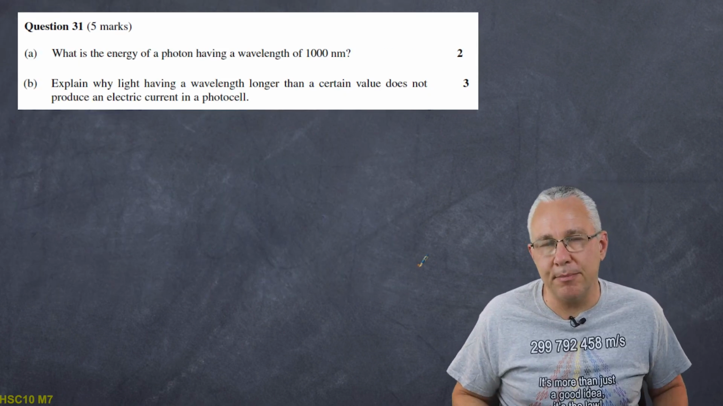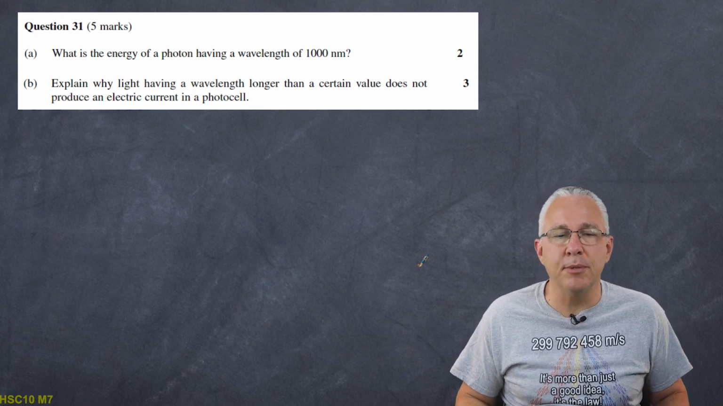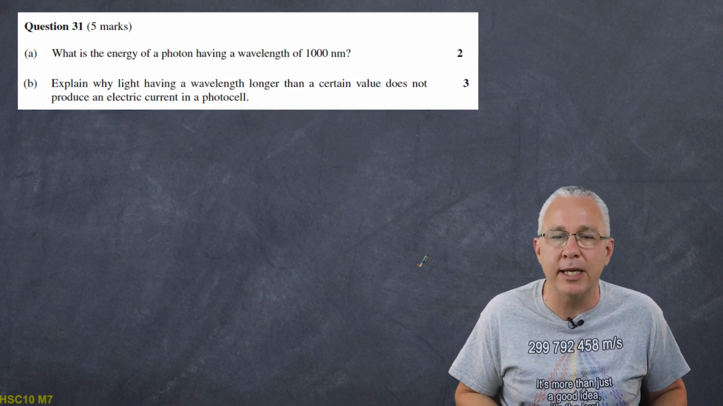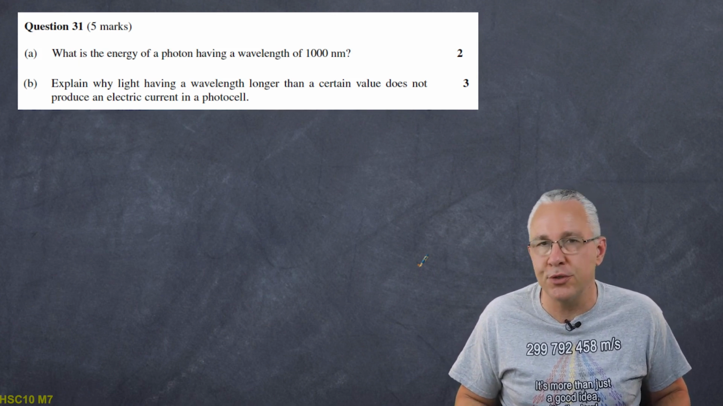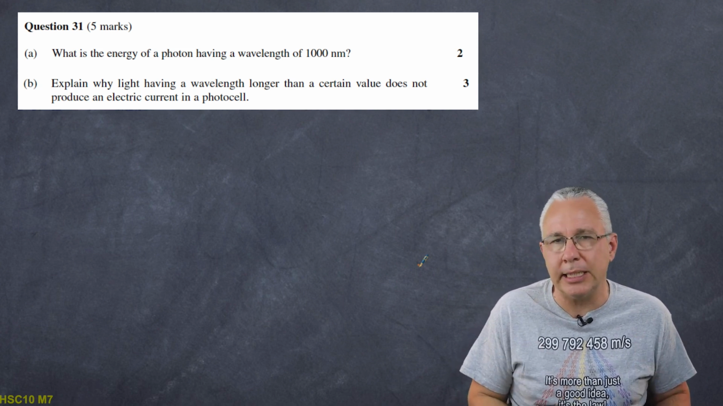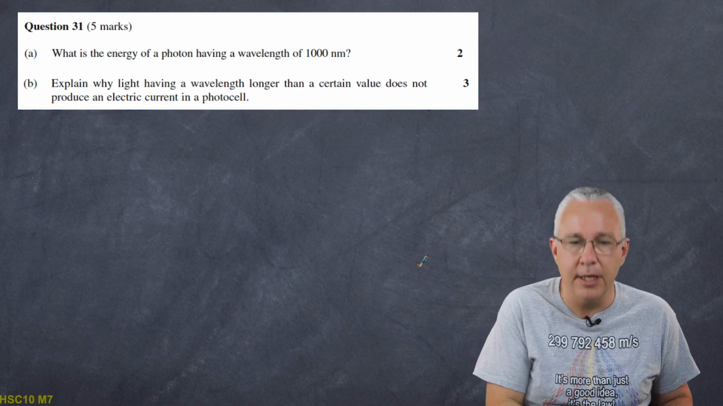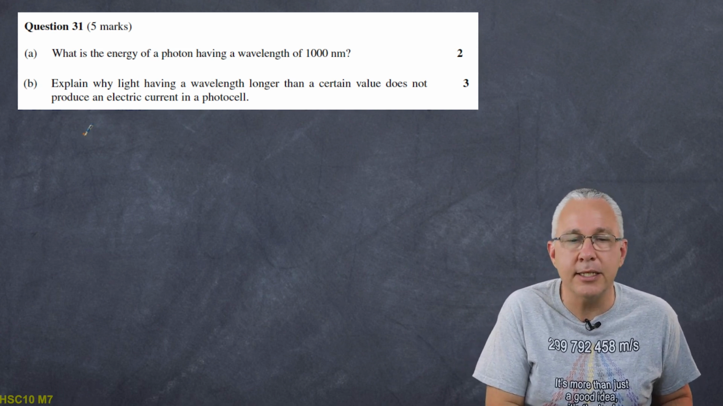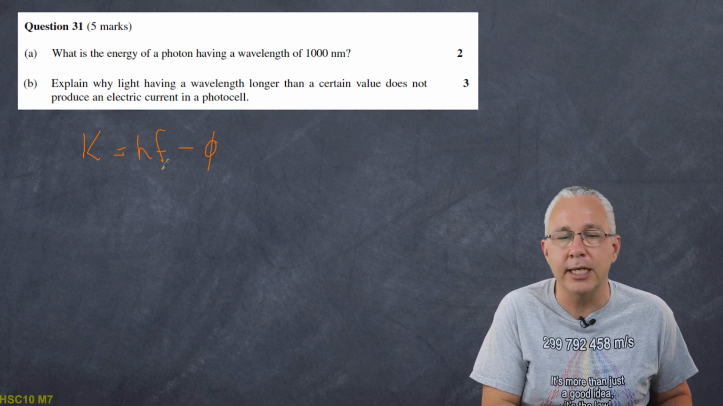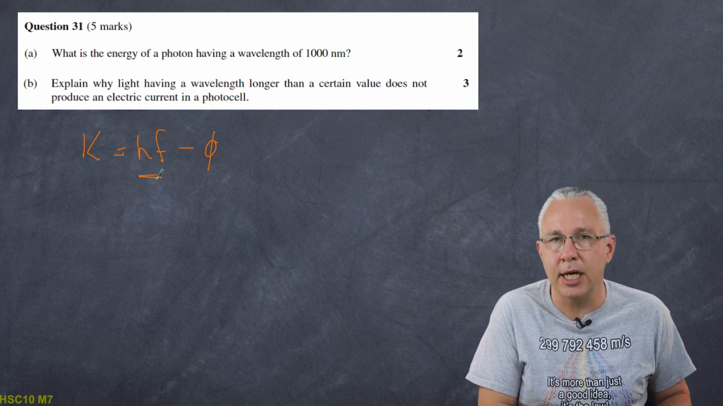Question 31, and now we jump back to our photoelectric types of problems. It asks: what is the energy of a photon having the wavelength of 1000 nanometers, and then explain why light having a wavelength longer than a certain value does not produce an electric current in the photocell. Now I'm going to do this reasonably quickly because we've already covered the key concept, and that is that the kinetic energy of a photoelectron is equal to hf minus our work function, and as long as it meets this minimum requirement, this energy, it's going to be released.